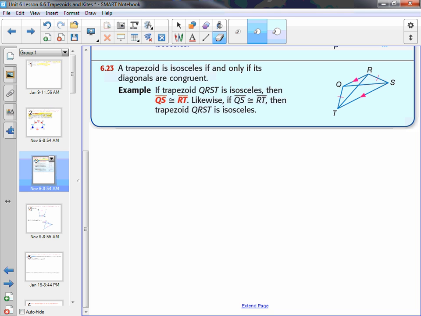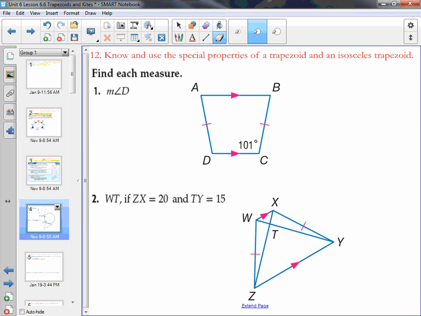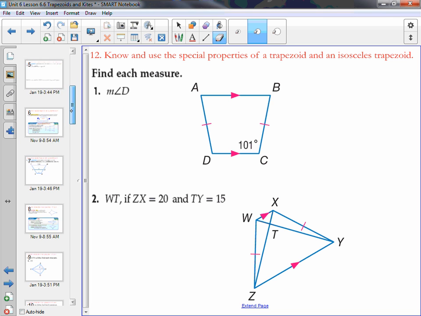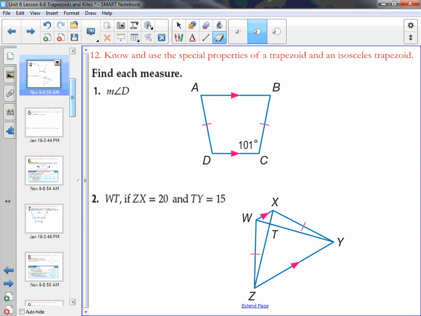Questions? All right, let's do a few. So over on page 440, find each measure. So we need to find the measure of angle D.